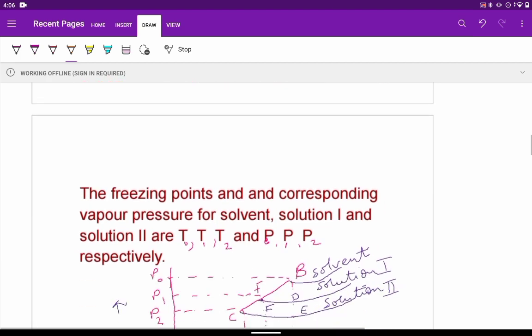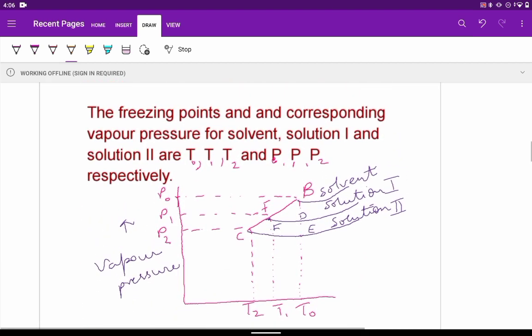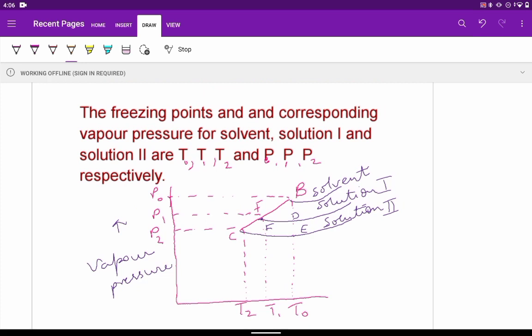Now see, we can plot a graph between the vapor pressure and the temperature for a solvent and two solutions of different concentrations. So we term them as solvent, solution 1 and solution 2. So one is a pure solvent and there are two solutions.